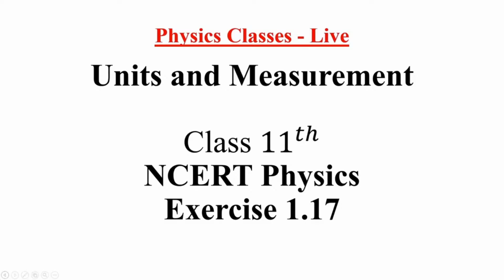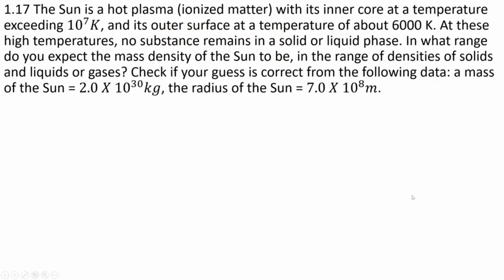Hello everyone, in this video we are discussing exercise 1.17 from class 11th NCERT physics chapter units and measurements. Moving forward, the question says that the sun is a hot plasma with its inner core at a temperature exceeding 10 raised to the power 7 Kelvin and its outer surface at a temperature of about 6000 Kelvin. At these high temperatures, no substance remains in a solid or liquid phase. In what range do you expect the mass density of the sun to be? In the range of densities of solid and liquid or gases.